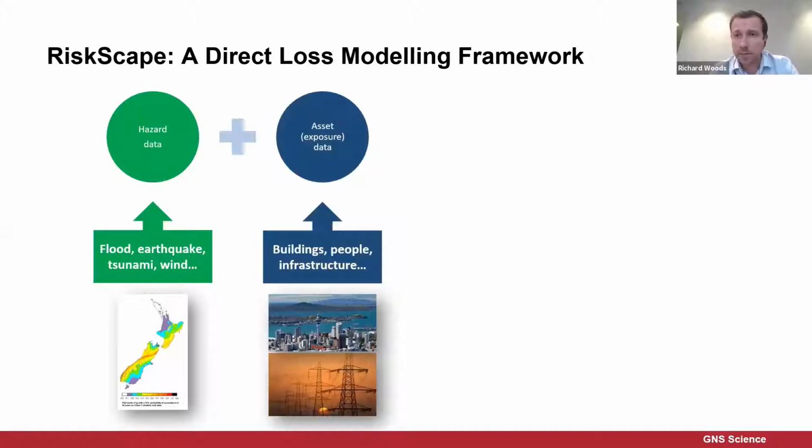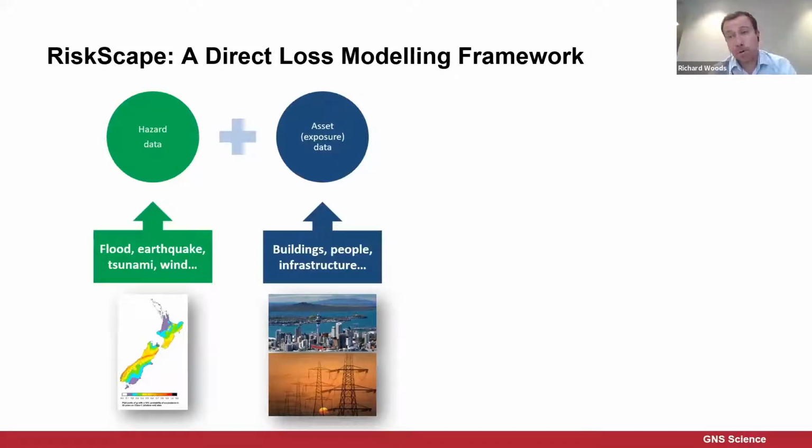And then we need some information about what we are trying to assess the damage to. So we need some asset data or what we call exposure data. So asset data might be information about your buildings, your infrastructure network. Typically these are provided within a GIS data set as well. But people also fit into this part.